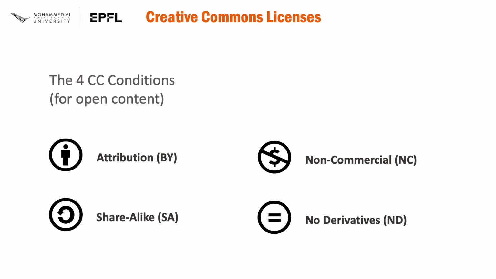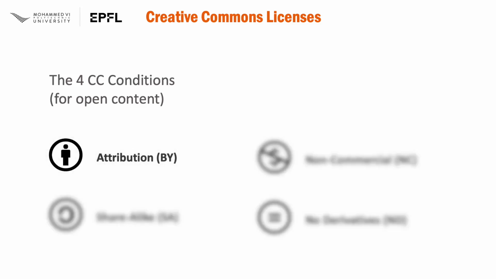To start with, attribution of authorship. Proper attribution must be given to the original creator of the work whenever a portion of the work is reused or adapted. This includes a link to the original work, information about the author, and information about the original work's license.